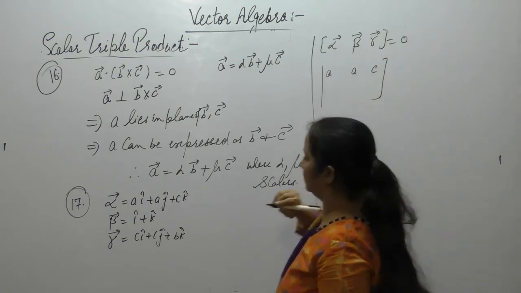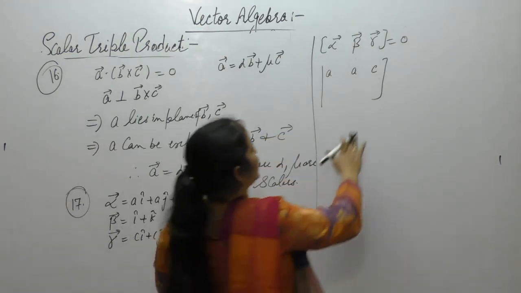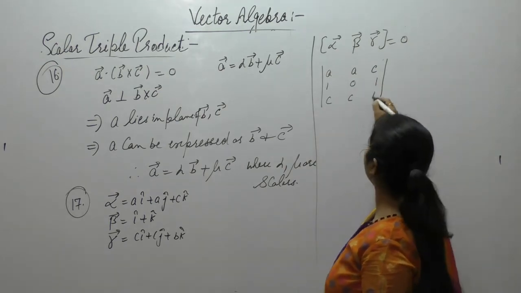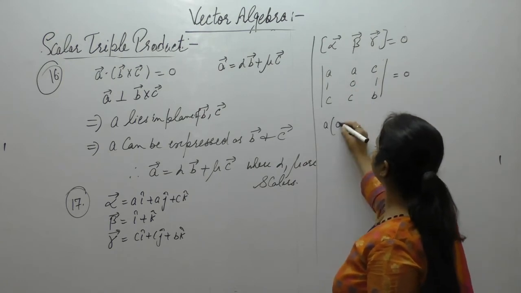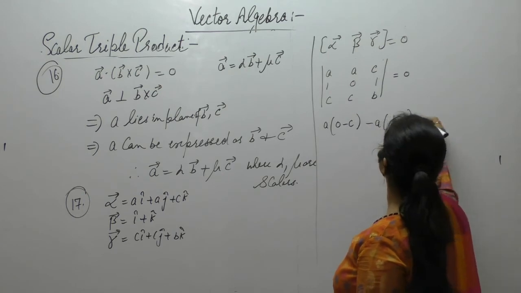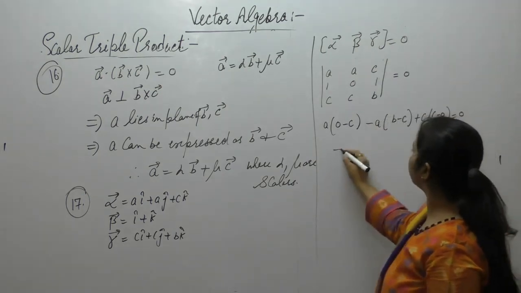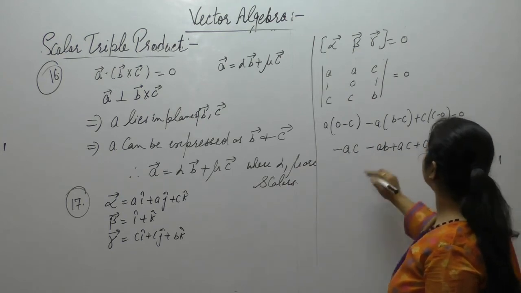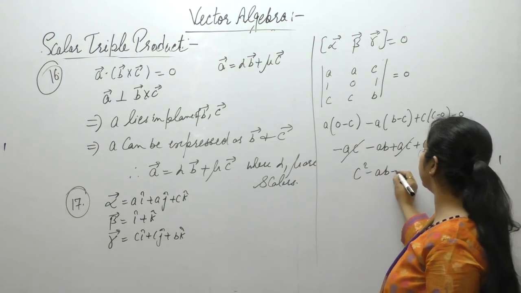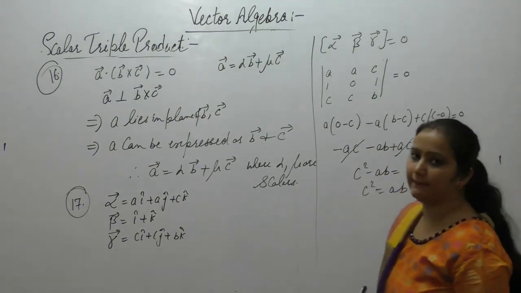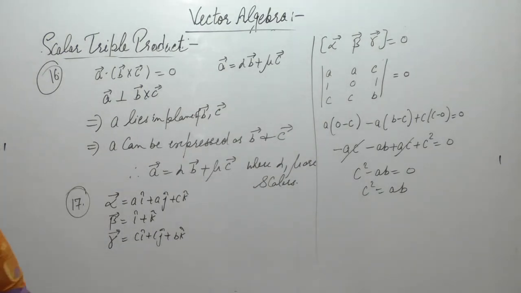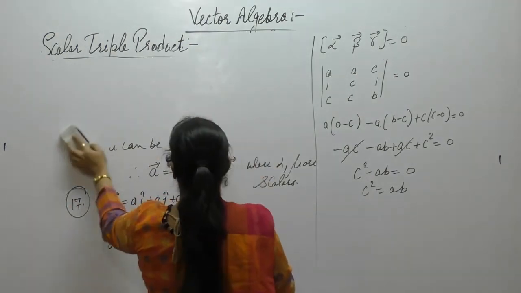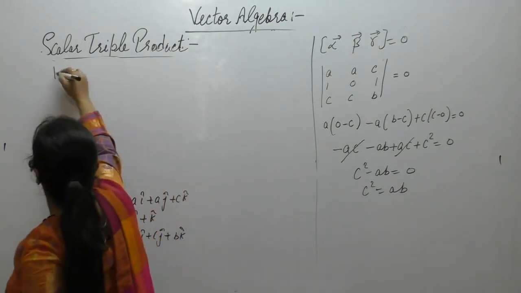J vector is not here. K has components 1, C and B. So A into 0 minus C minus A into B minus C plus C into C minus 0. So minus AC minus AB plus AC plus C square. AC will get cancelled, so C square minus AB is 0, so C square is equal to AB. Therefore, C is the geometric mean of A and B.